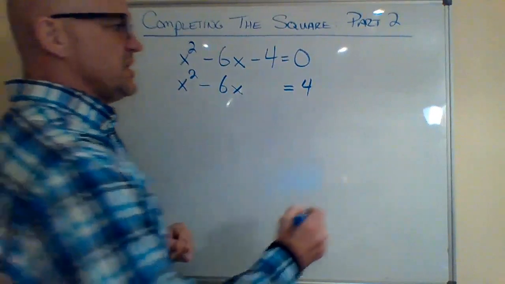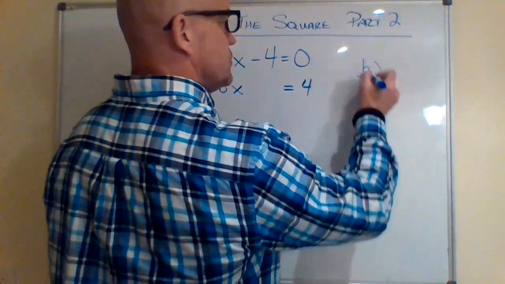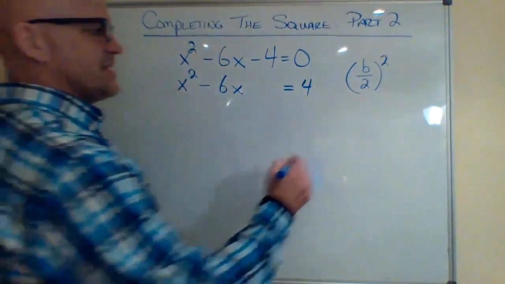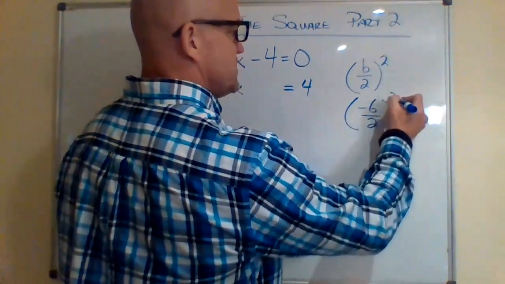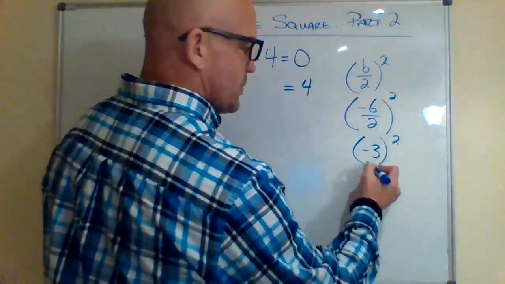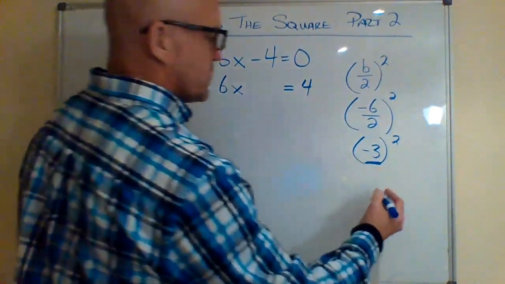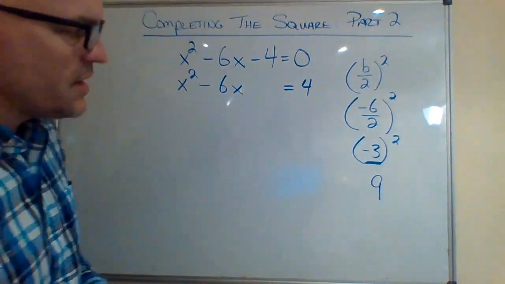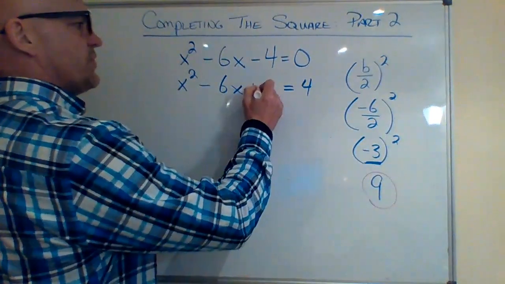Remember, that new C value is found by taking the B value, dividing it by 2, and squaring it. So our B value in this case is negative 6. And if I take negative 6 and divide it by 2, I'm looking at negative 3. And before I square it, remember, that's our little way to cheat how we can factor it. Negative 3 squared, of course, is 9. So now that we have that 9, we're going to add that in to both sides.